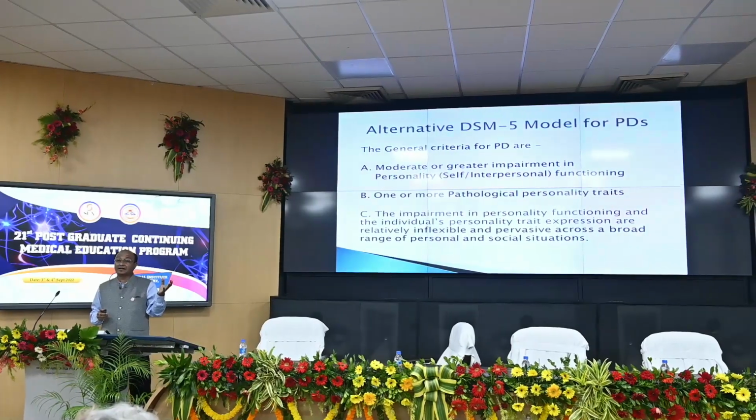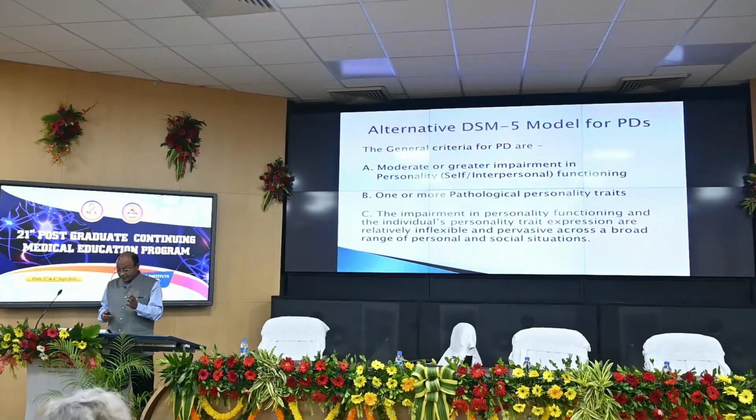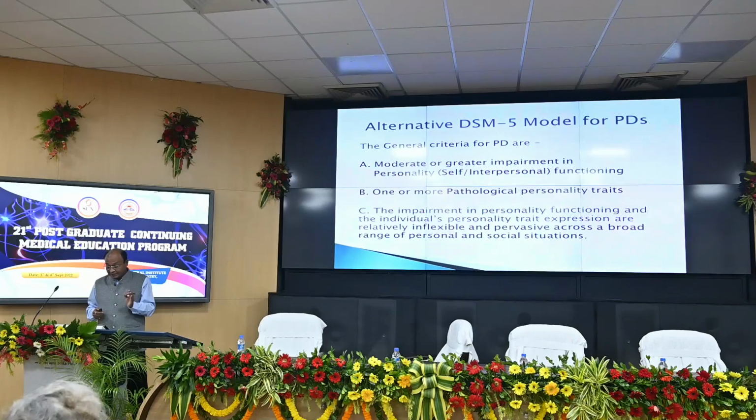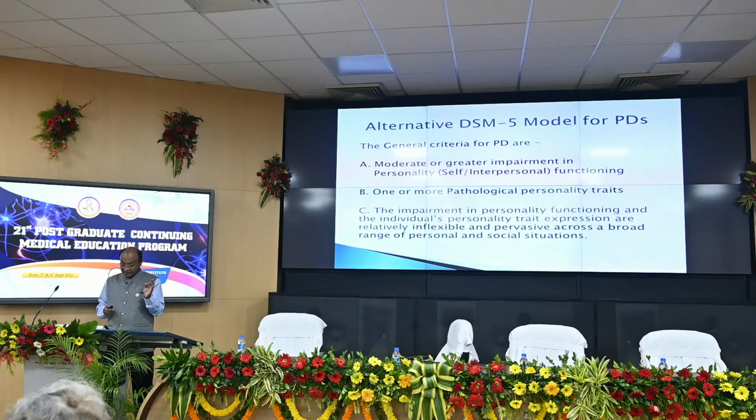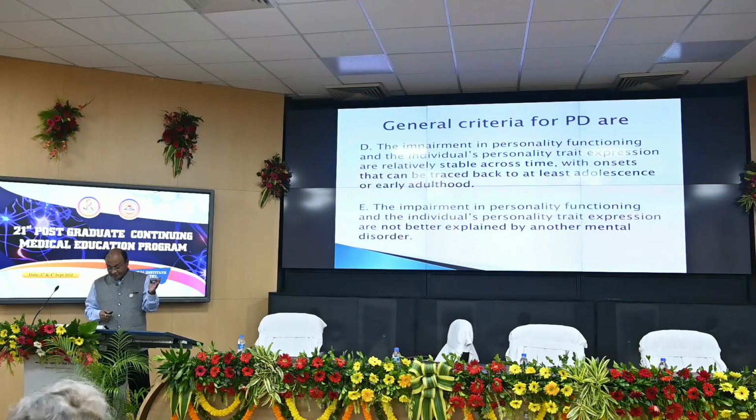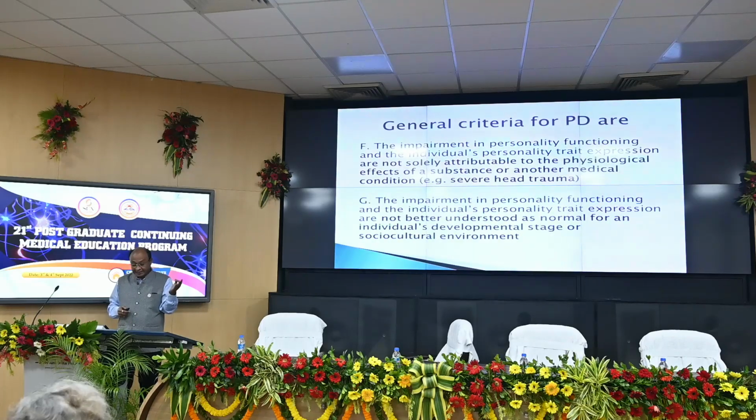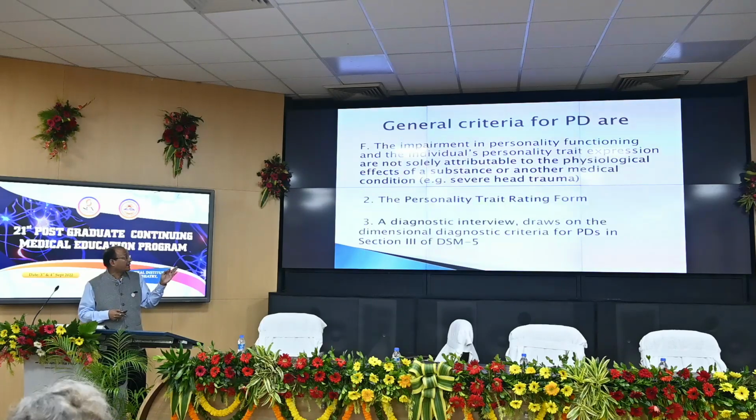So what are the general criteria for section 2? The general criteria here are, number 1, moderate or greater impairment in personality, self or interpersonal functioning. Number 2, one or more pathological personality traits. I already said 5 have been given. The impairment in personality must be stable, so these are the same, C, D, in adulthood, E, these are the same things that are there in section 2 also. So these are the same criteria, but 1 and 2, A or B, are very, very important. Pathological traits have to be taken.